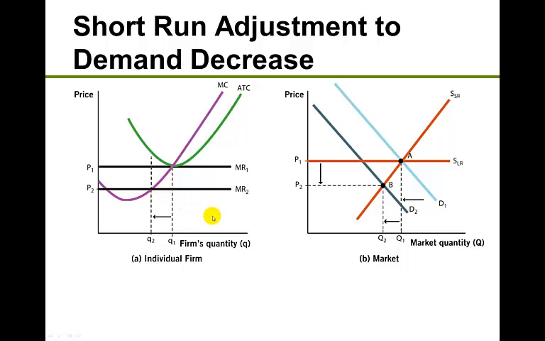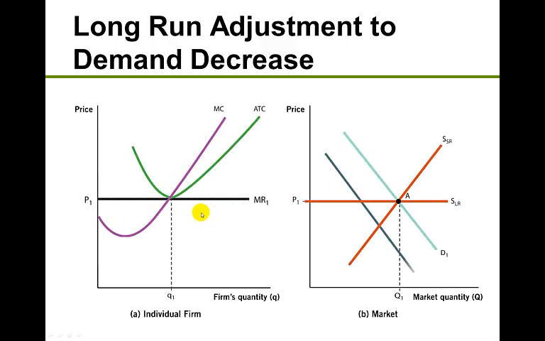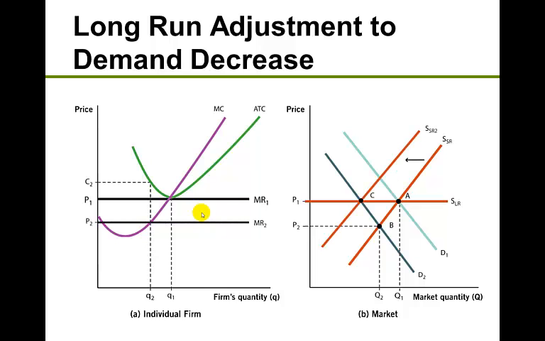So in the long run, what's going to happen? Well, here's what we had just before. My firm's earning a loss. Well, if firms are earning losses, then some of them are going to exit. So here we have that the supply curve is going to shift to the left. Again, firms are going to exit until we get back up to our original price.